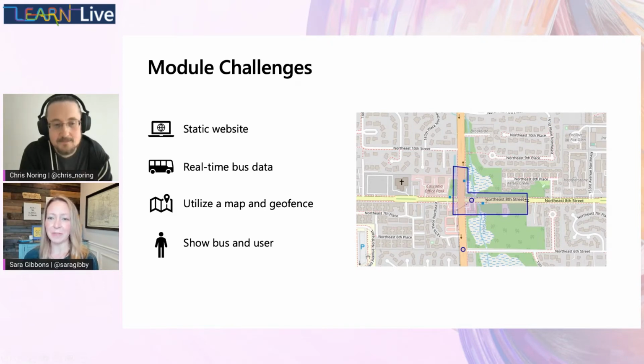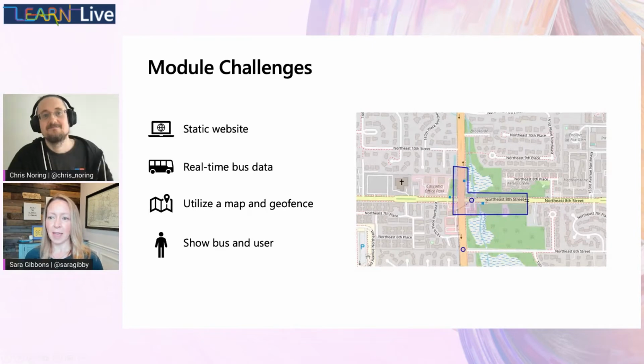Okay, so we've got our database now, we've got our API. So now what we're into is the challenges that the module is presenting us. So we need to create our static website. We want to see the real-time bus data. We want to have a map, geofence, and we want to show bus in it, right? So if we think about that blue box, this is when Chris and I have to run for the bus as soon as it enters that blue box, otherwise we're not going to make our stop. So this is what we're going to walk through a bit on how we can build this out and what that looks like.